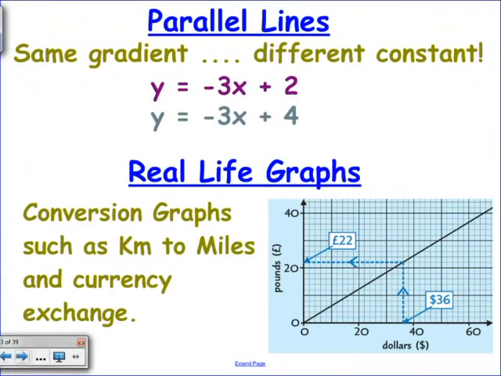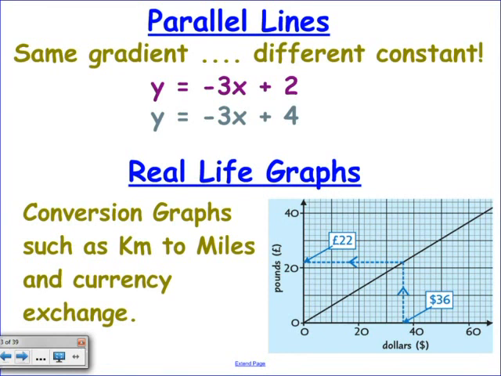The hardest thing to do on graphs in Unit 2 is spot parallel lines. A parallel line is really quite easy in so much as the gradients will be the same, the y-intercepts will be different. So if the gradients are the same, the lines will be parallel, but the y-intercept will be different, which tells you how far apart the two parallel lines will be.